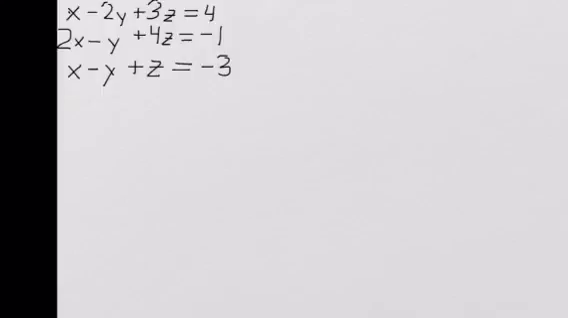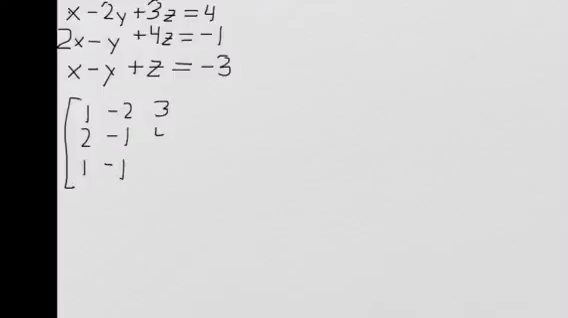So first we're going to set up the augmented matrix. We're simply going to put the coefficients on x, y, and z in that order. Then we're going to draw a vertical line, and on the right side of that line we're going to put the constants that these are equal to. And now we're going to go ahead and start working the problem.